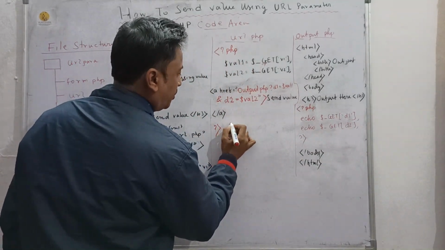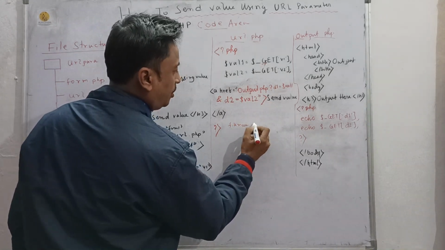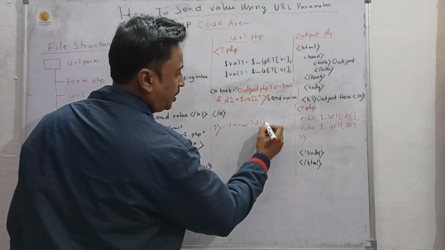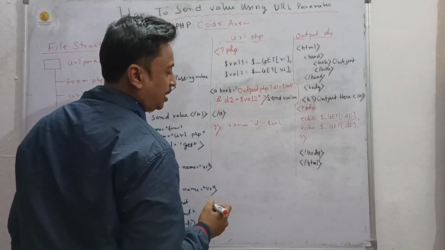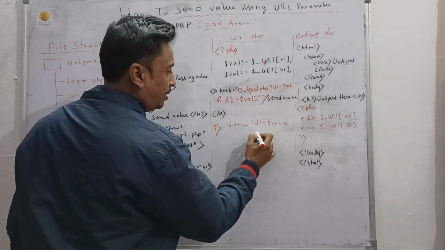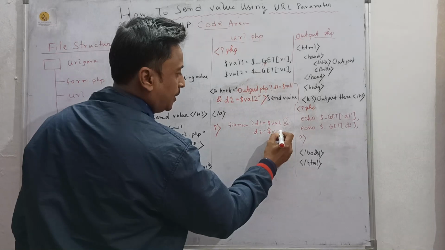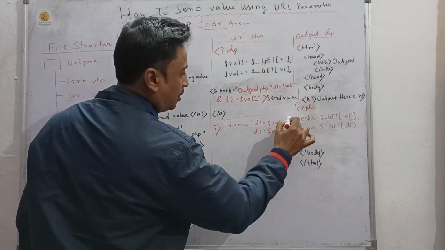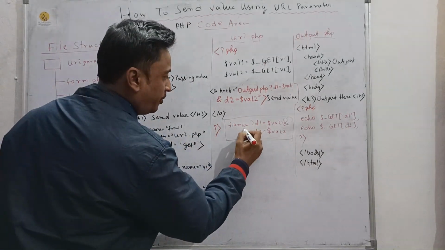First the file name, then question mark, then any custom variable name, then the PHP variable name $val1, then and, then the next variable d2, then again the PHP variable. So this is our basic structure to create a URL pattern: file name dot extension, file name dot php.